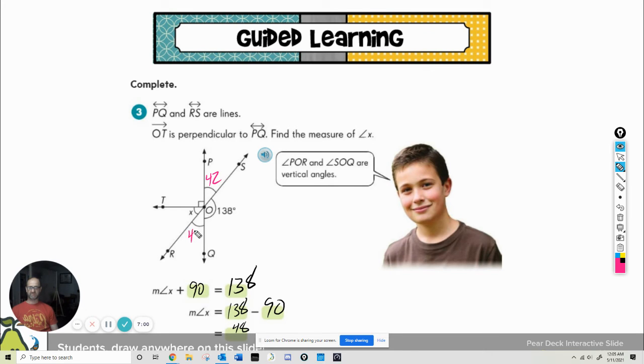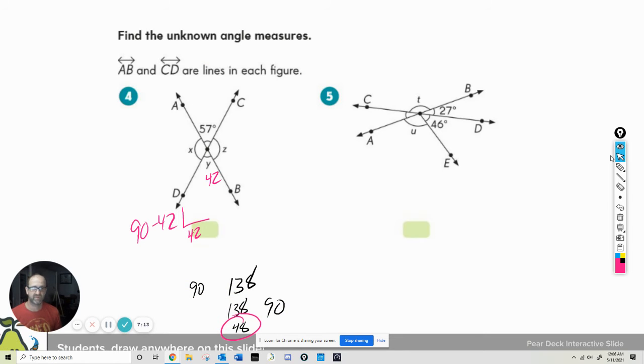That's 42. I said this is 42. Oh, then I was going to do, I knew that's 90. 90 minus 42 is 48. So my way would have worked too. I just need to justify it to myself. Okay.